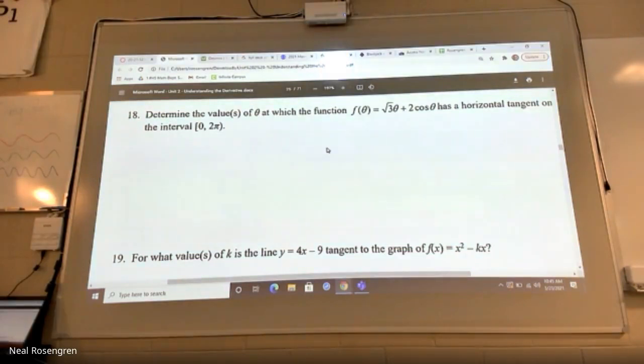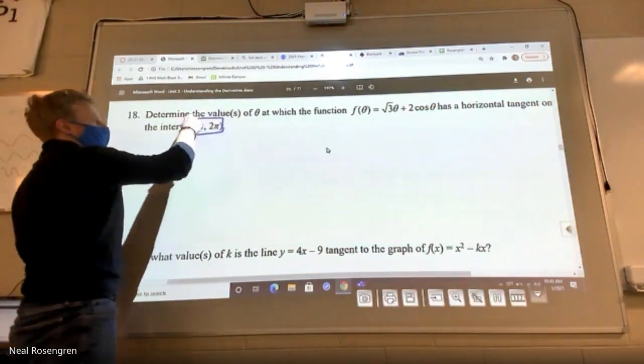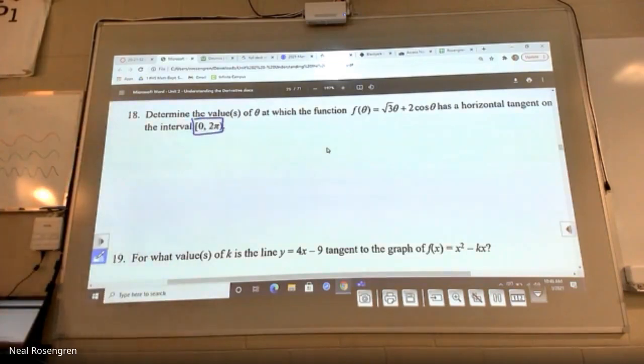But it's the same question, right? Determine the values of theta. They're going to use theta because it's angles. They give us a function, square root of 3 times theta plus 2 cosine theta. Figure out what values are going to give us a horizontal tangent. Okay, so it's the exact same question. We're going to set the derivative equal to 0. Thankfully, we only have to look in the interval between 0 included and 2 pi. So we don't have to write both answers. We'll just write one if it comes up.